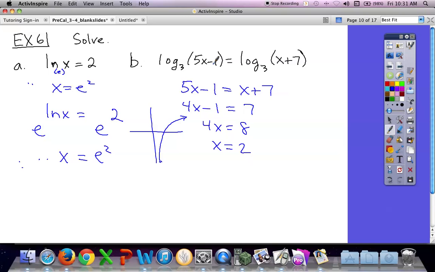So that's something we have to worry about with logarithms, so we don't with exponentials. Because what's the domain of an exponential? All real numbers. Right? You can plug anything you want into an exponential, but you can't plug anything you want into a logarithm.